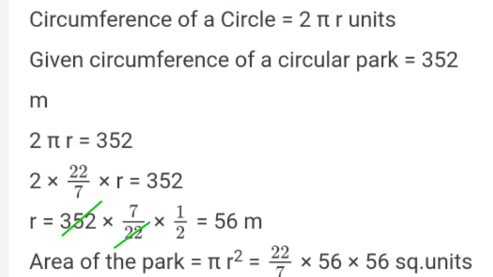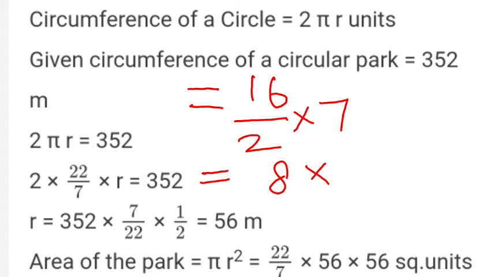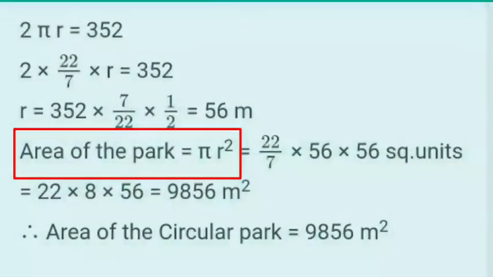By dividing 352 by 22, we get 16. By dividing 16 by 2, we get 8. So we can write 8 into 7. So the radius r is equal to 56 meter. Now we have to find the area of the circular park by using this radius. The formula for finding the area is pi r square units.